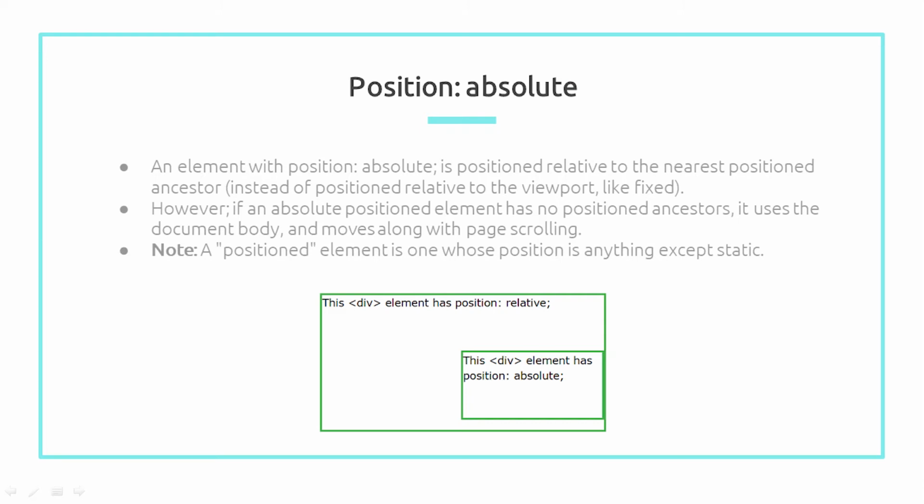Position, absolute. An element with position, absolute, is positioned relative to the nearest positioned ancestor, instead of positioned relative to the viewport, like fixed. However, if an absolute positioned element has no positioned ancestors, it uses the document body and moves along with page scrolling. Note, a positioned element is one whose position is anything except static.